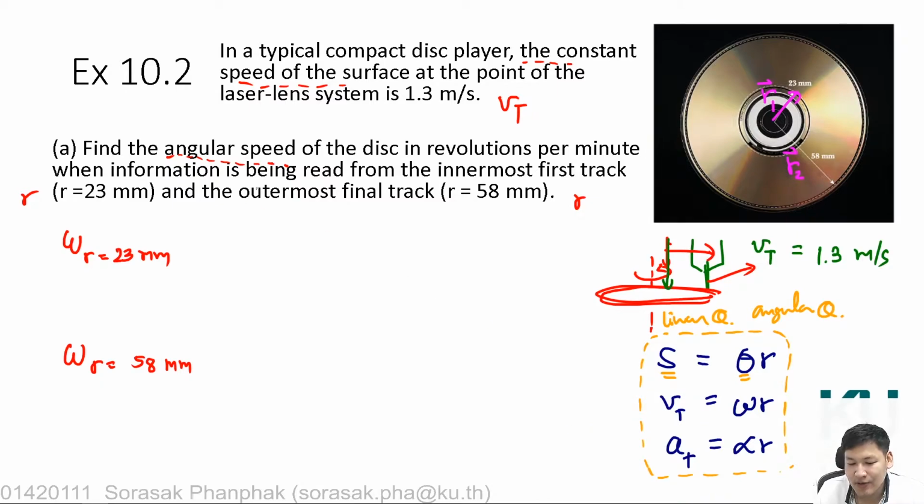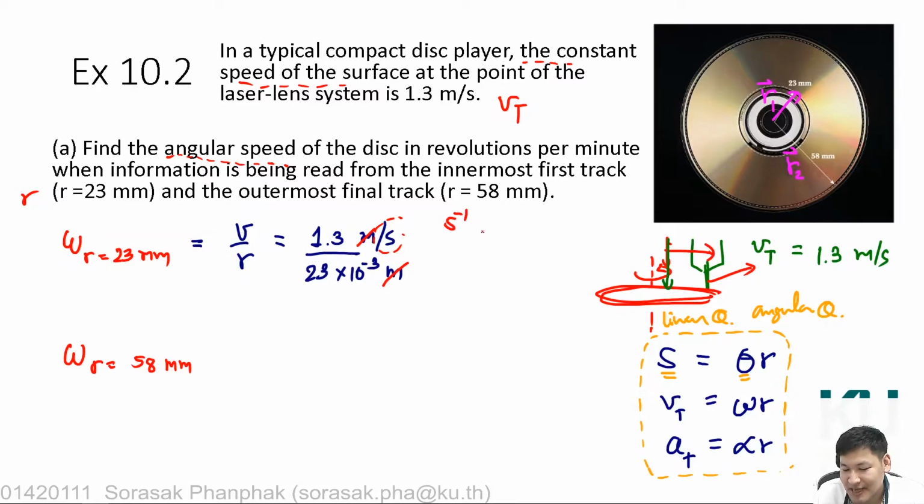Right, from this information, using V equal to omega R, if you would like to know omega, you have V over R. So what is V? The tangential velocity, which is 1.3 meters per second. How about R? The first one is 23 millimeters, in meter units. So you have the result in per second units, because the meter is gone. You can have it in per second or radians per second, whether you use this or this is okay.